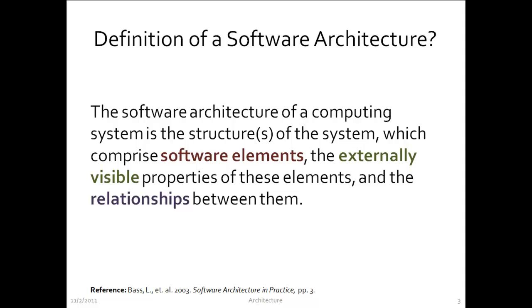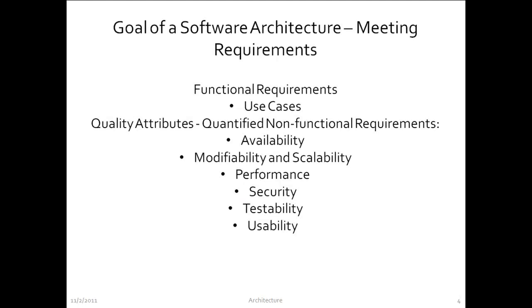So when it comes to software architecture, all that means is that the components, properties, and relationships are software components, software properties, and software relationships. The goal of a software architecture is obviously to meet the requirements of the system. As we know well, there are two kinds of requirements, functional and non-functional. Functional requirements are specified by the use cases, so the software architecture has to implement the use cases. In other words, the architecture must support the use cases.